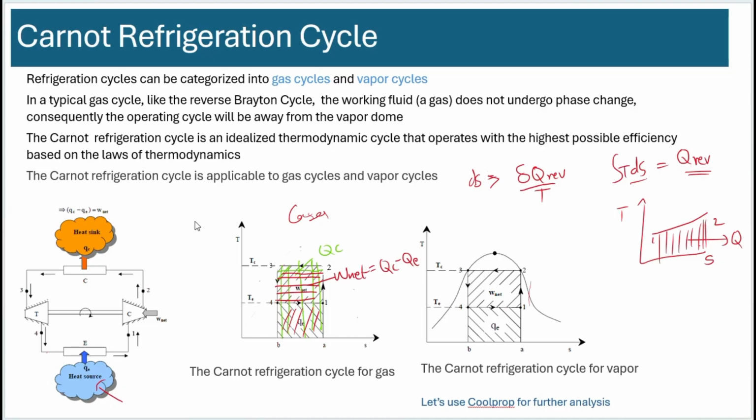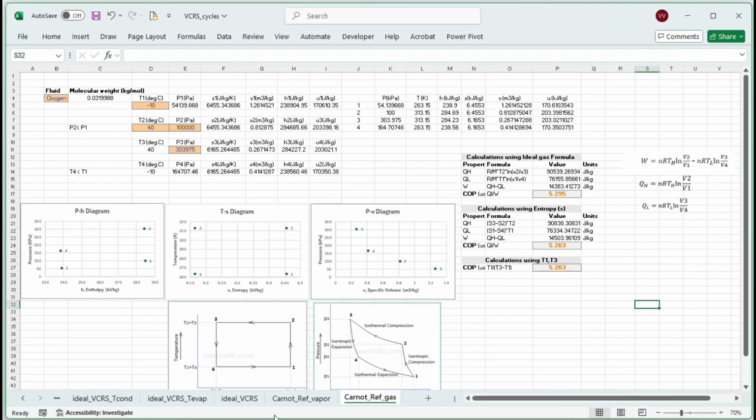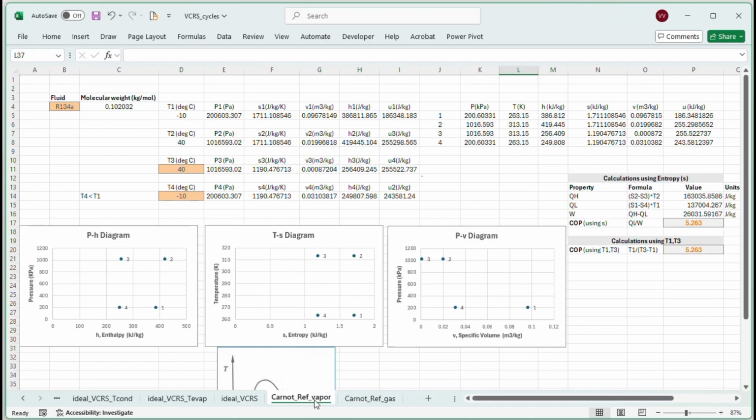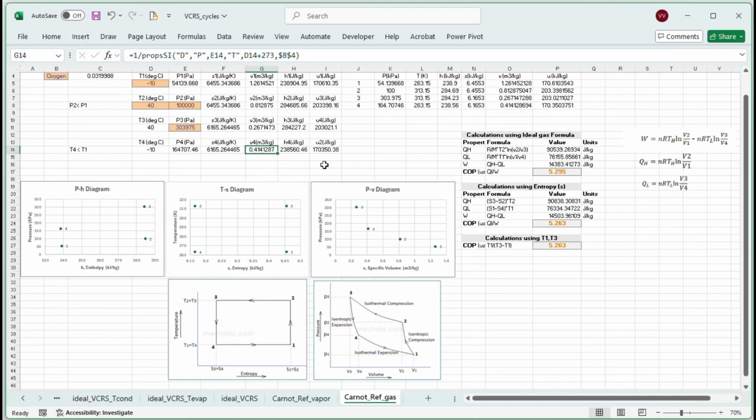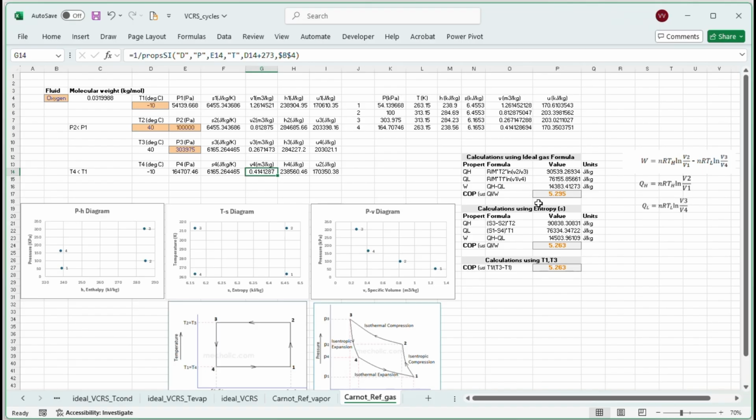Okay, so let's do some analysis here and try to calculate the Carnot efficiency and the work done during a Carnot refrigeration cycle using CoolProp. Open the VCR cycle Excel file and go to Carnot efficiency gas and Carnot refrigeration vapor, both of them. So for the gas scenario, we could calculate using three different methods.